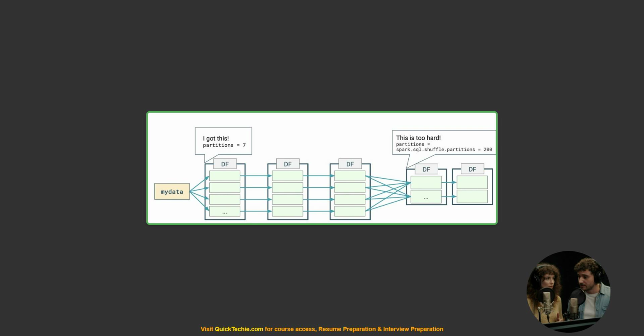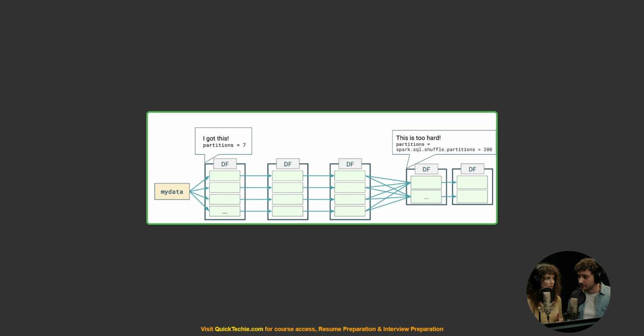Why is shuffle expensive? Shuffle is a costly operation because it involves network I/O. Data needs to be transferred across the network between executors. Disk I/O. Data is often written to disk during the shuffle process. Serialization/deserialization. Data needs to be converted into a format suitable for network transfer and back.